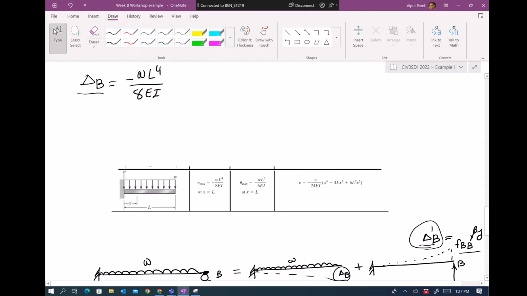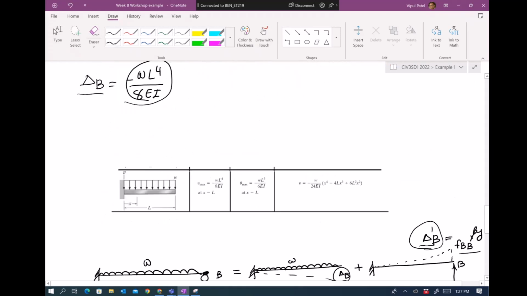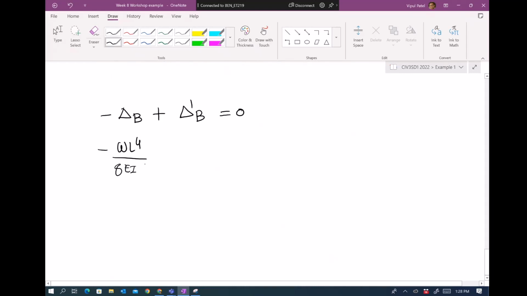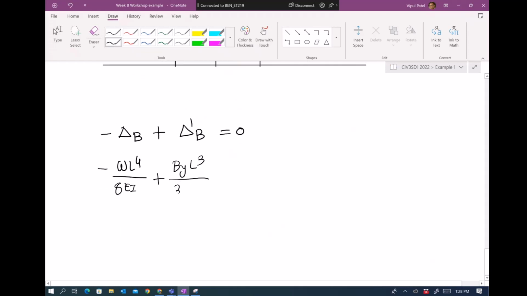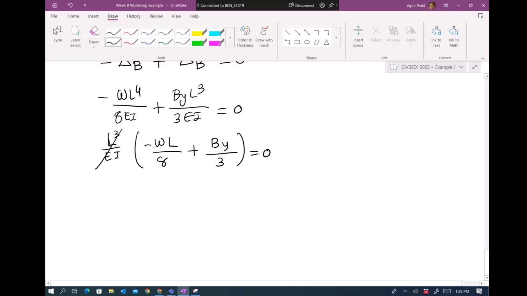We plug the values. Here minus WL to the power 4 over 8EI. Please mind that minus sign. We don't want to double the minus sign and make it positive. Plus delta dash B, BY L cubed on 3EI, equal to 0. Let's common out EI. Let's common this L cubed as well. Which makes this gone.